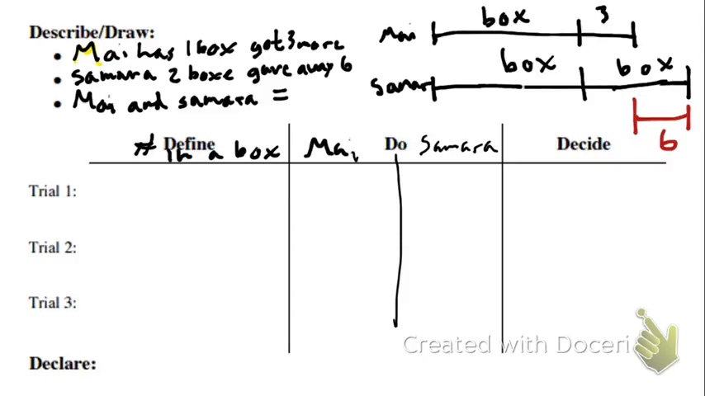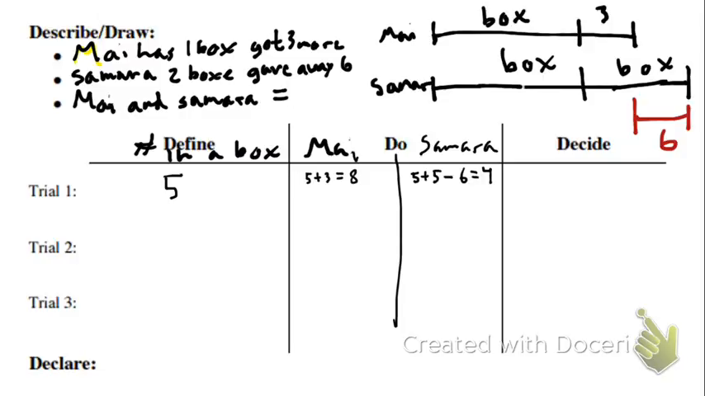So let's go ahead and just guess any number to begin with. So for trial 1, we'll say a 5. So for Mai, we're going to have 5 plus 3 is 8. Now for Samara, she's got 2 boxes. So if there's 5 in a box, we got 5 plus 5 minus the 6, because she gave it away, is going to give us 4.